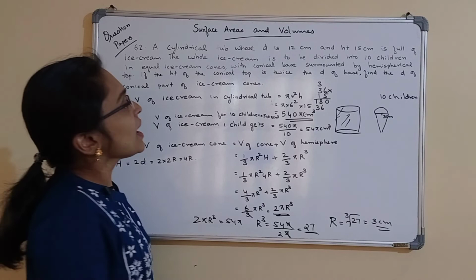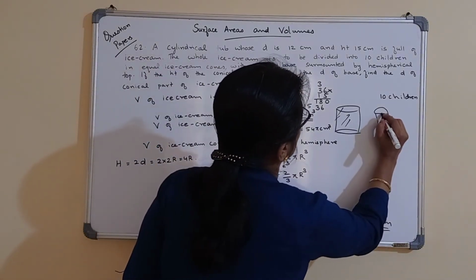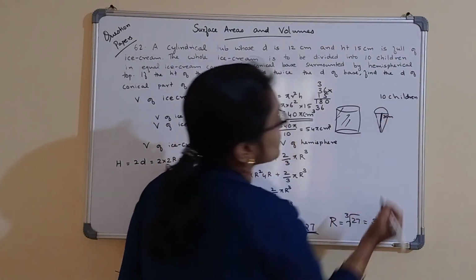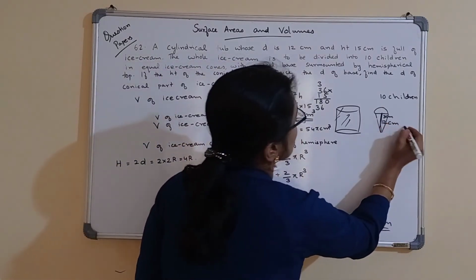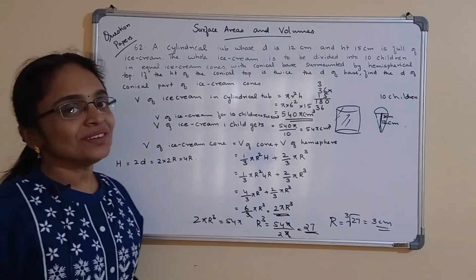Okay, understood? And height is twice the diameter. So diameter is 6 centimeter, so height will be 12 centimeter. Understood?